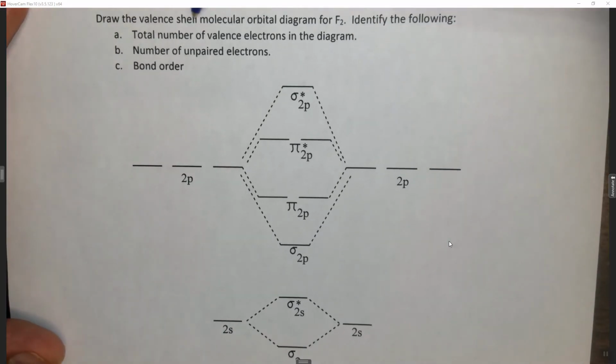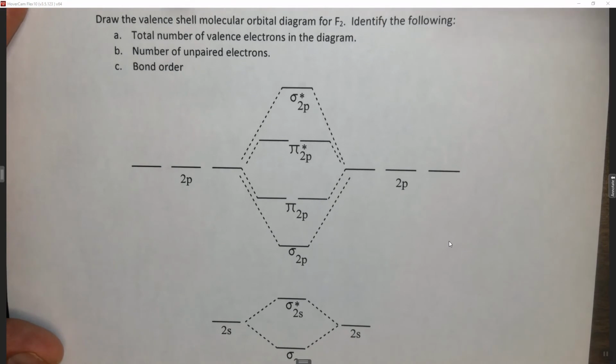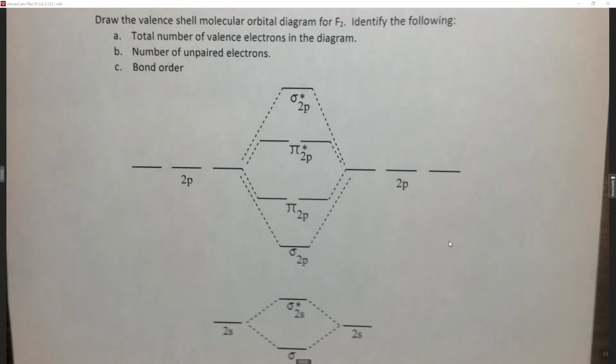Now, draw the valence shell molecular orbital diagram for F2. Identify the following: the total number of valence electrons, the number of unpaired electrons, and the bond order. Note that if you know the number of unpaired electrons, you can also determine if it's paramagnetic or diamagnetic. If there are any unpaired electrons, it is paramagnetic. If there are no unpaired electrons, it's diamagnetic.